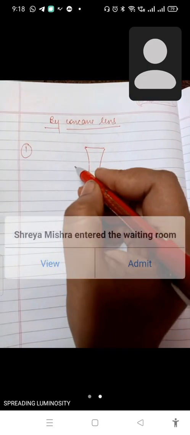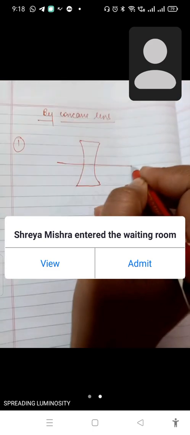The formation of image by concave lens. The first condition: this lens is also called a diverging lens.